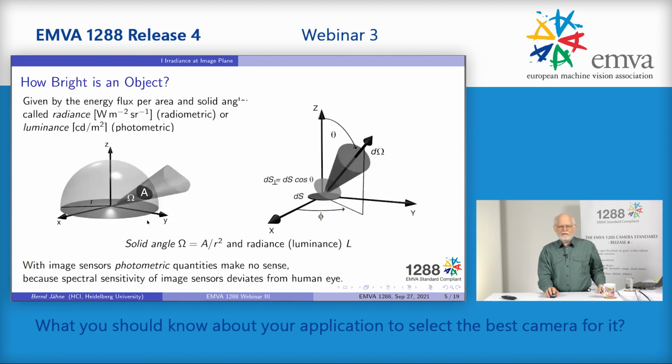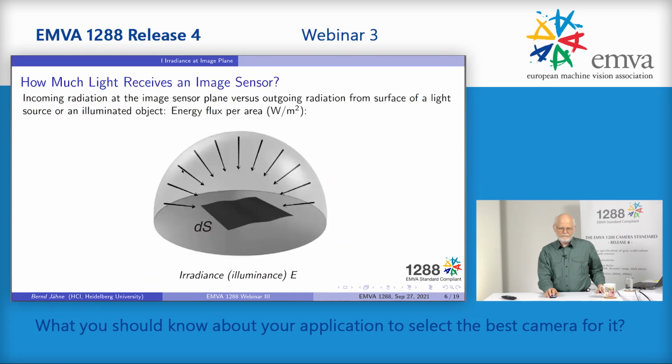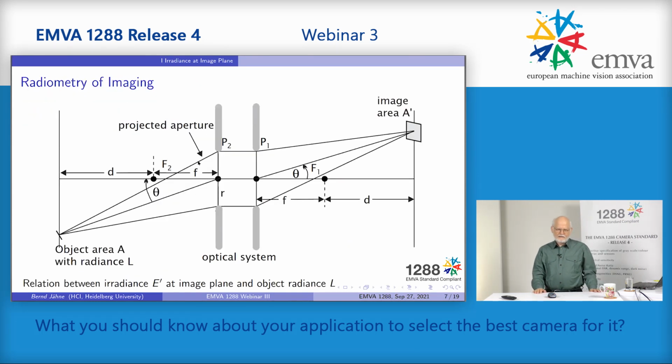And then the simple question is, how does the irradiance at the image plane depend on the radiance of an object? That is the question we have to answer. Well, you can draw such a figure as it is here. You see here a small object area on the left side. You see the cone which is received by the lens. So the lens is actually just shown in a schematic way here as two so-called principal planes. The light is received through this opening, the aperture, and then it goes to an image area at the image sensor.